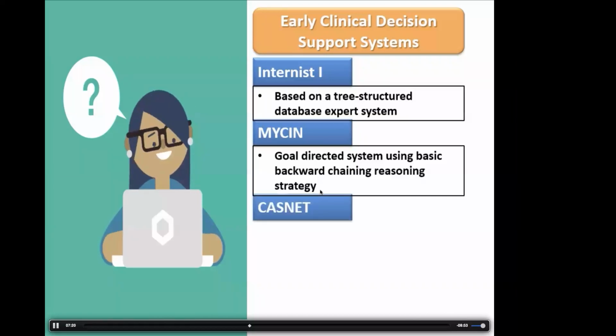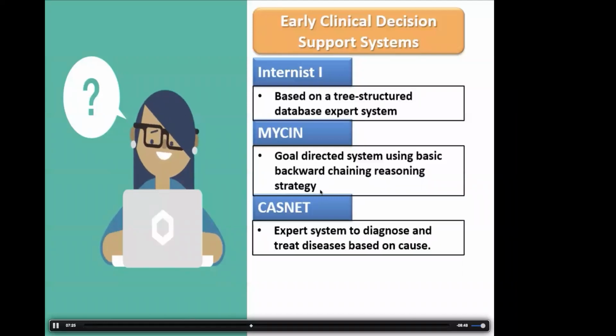Next is CASNET, or Causal Associational Networks. It was developed in the 1960s and was a general tool for building expert systems for the diagnosis and treatment of diseases. The most significant expert system application based on CASNET was CASNET glaucoma for the diagnosis and treatment of glaucoma. And last is DXplain.